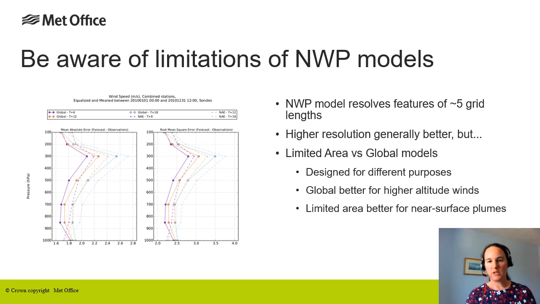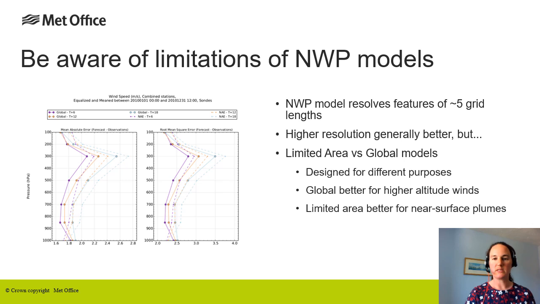So that's resolution. Now, we would expect that in most cases a higher resolution model would be better, right? Seems to make sense. But it's not always the case. And this is work from a study done looking at upper level winds above Iceland, again for our volcanic ash forecasts. And what those figures show is that for the upper level winds, the global model is actually more accurate when compared to observation data than the limited area or higher resolution model.